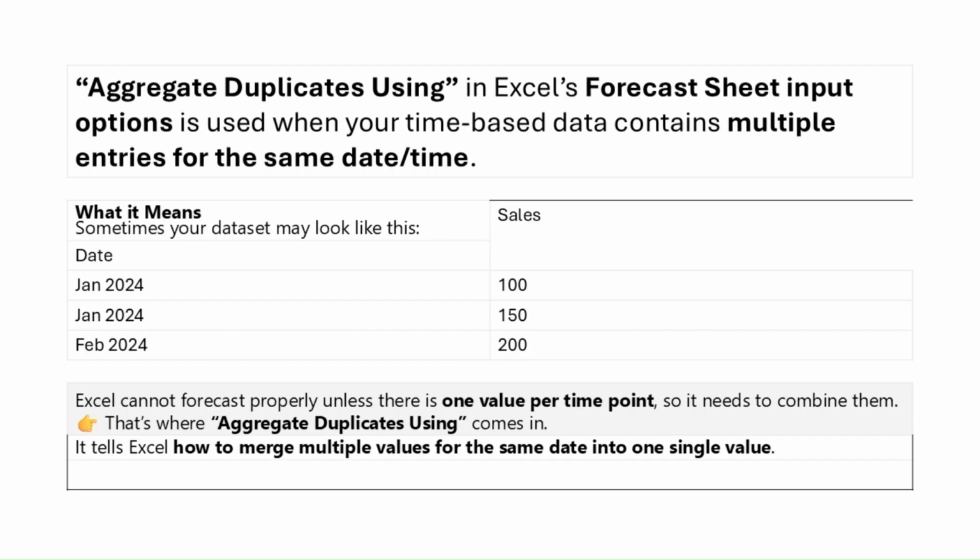Aggregate duplicates using, in Excel's forecast sheet input options, is used when your time-based data contains multiple entries for the same date or time. Sometimes your dataset may look like this. Excel cannot forecast properly unless there is one value per time point, so it needs to combine them. That's where aggregate duplicates using comes in. It tells Excel how to merge multiple values for the same date into one single value.